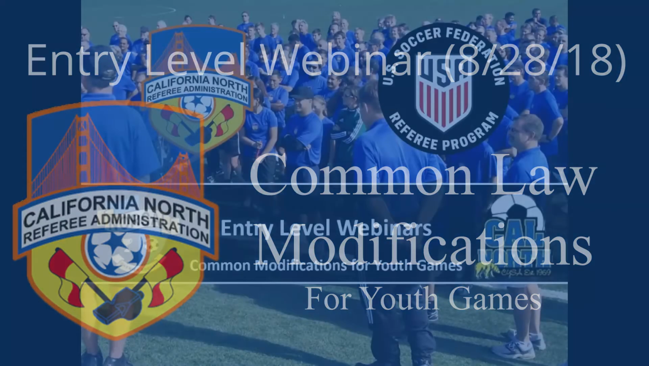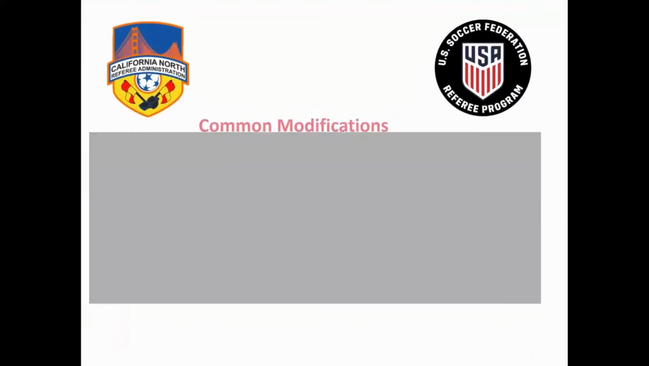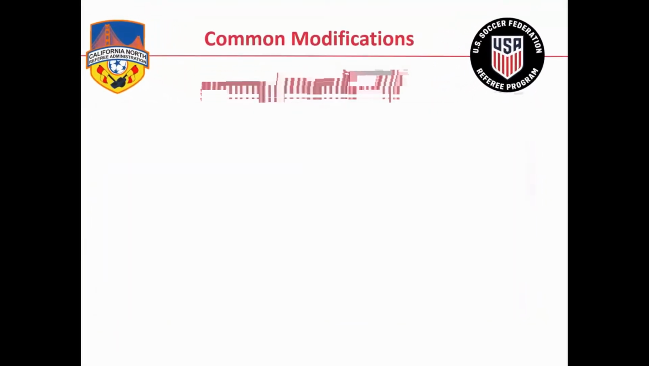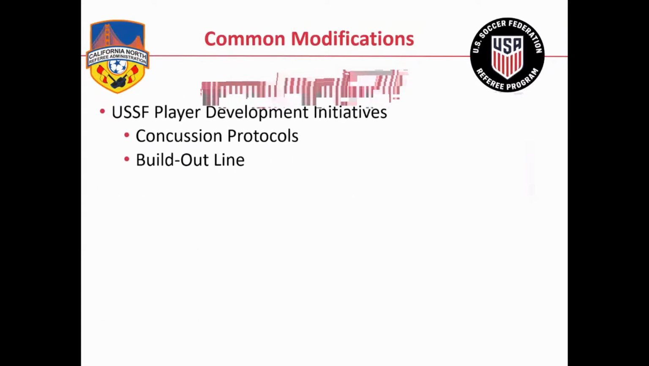And here we go. So, like I said earlier, tonight we're going to be talking about the common modifications for youth rules, the local rules of competition. First thing we're going to be dealing with are the USSF player development initiatives. I'm going to give you guys a quick little link for that in a second. These are initiatives that US Soccer has mandated for all small-sided games throughout the country. So wherever you're doing a small-sided game, this is what should be used on the field.